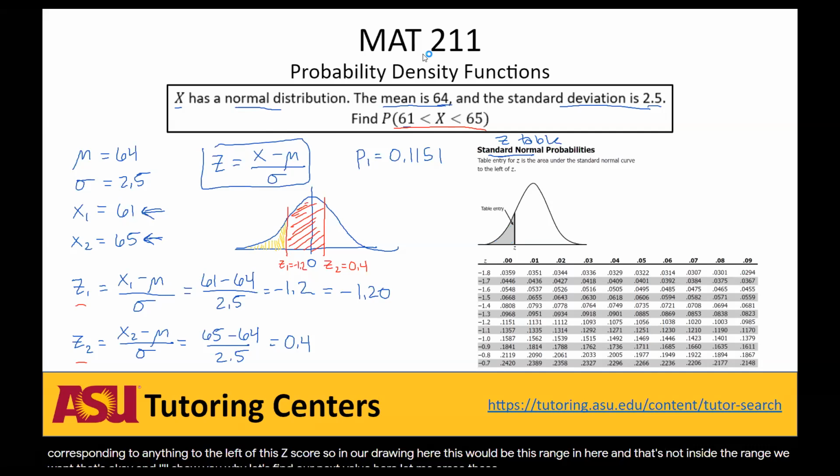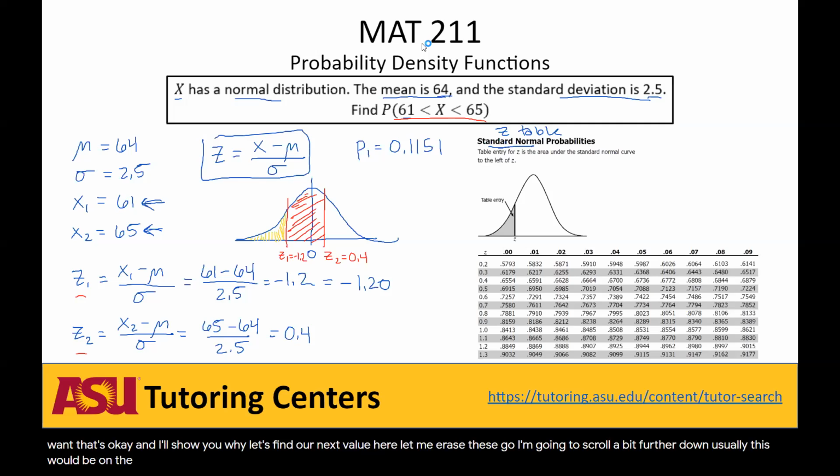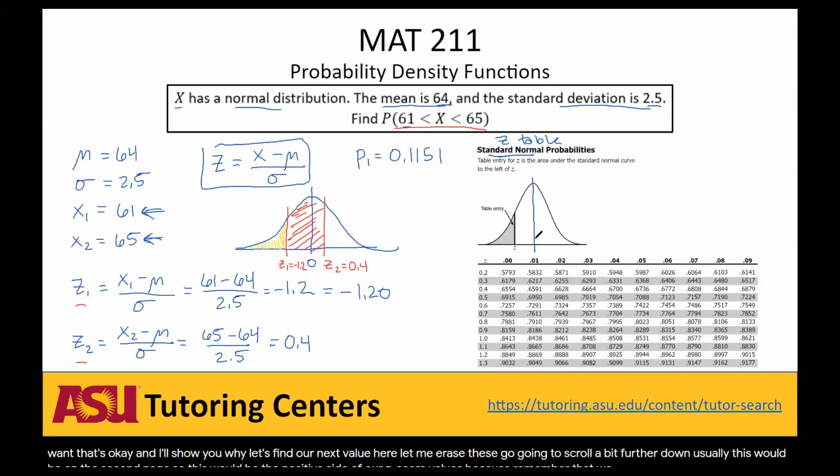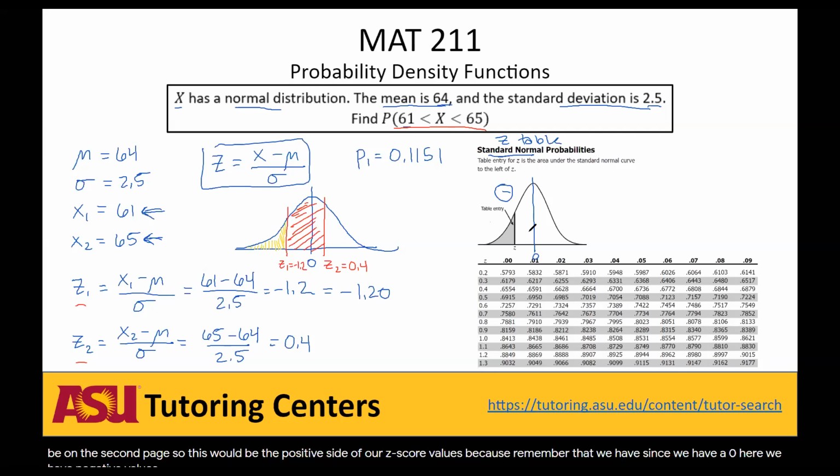We're going to scroll a bit further down. Usually this would be on the second page, so this would be the positive side of our Z-score values, because remember that since we have a 0 here, we have negative values on this side and positive values on this side. So now we want to find our 0.4, which again, we can write as 0.40.